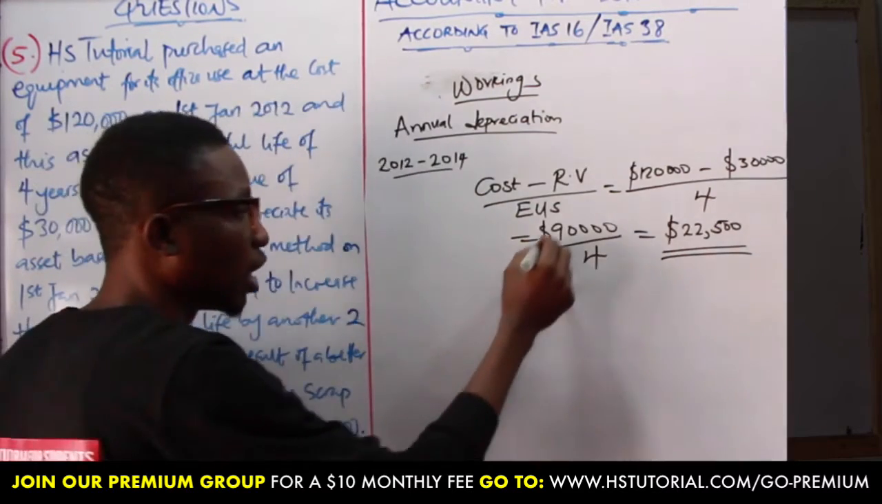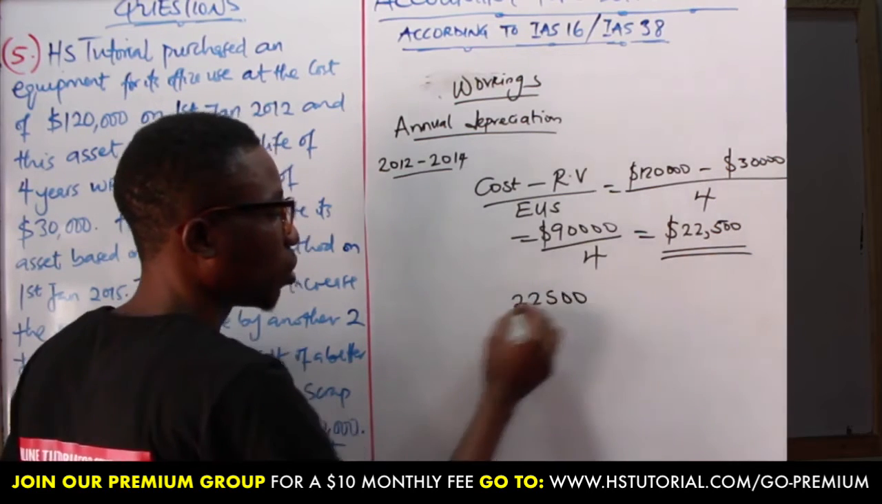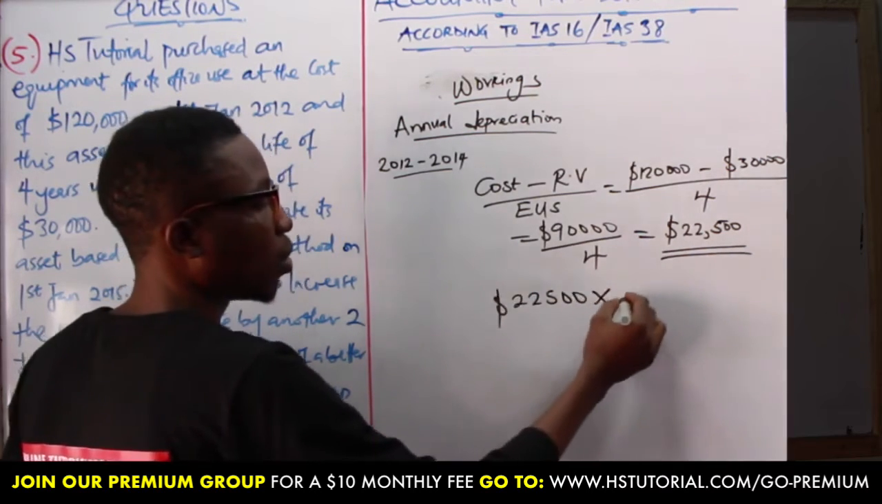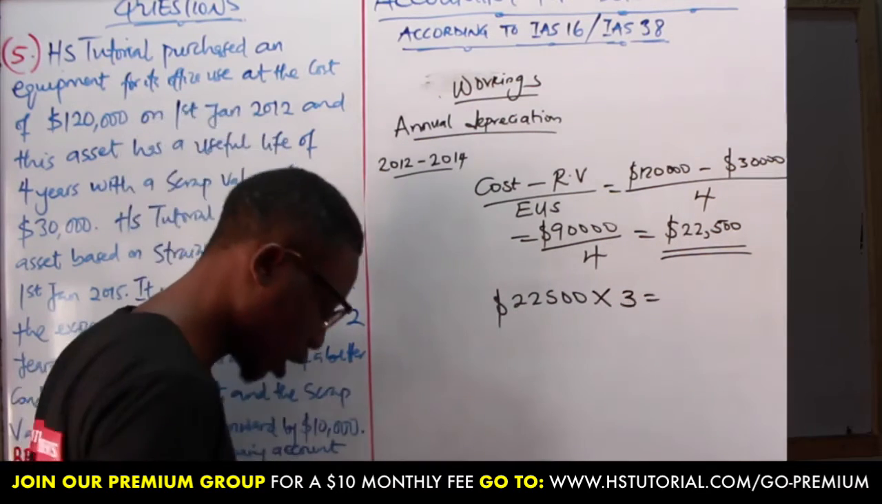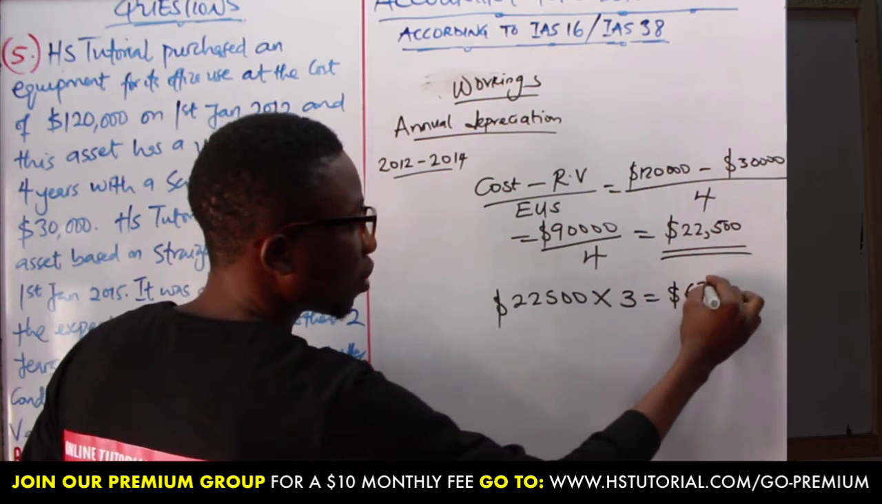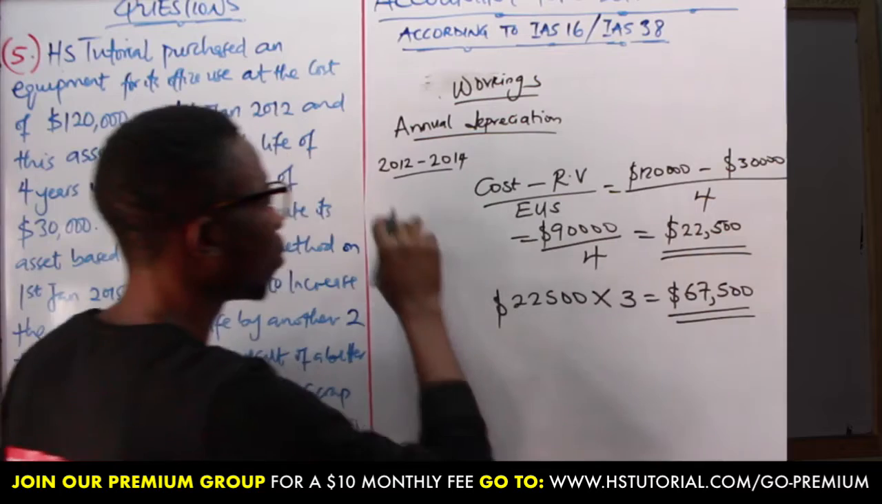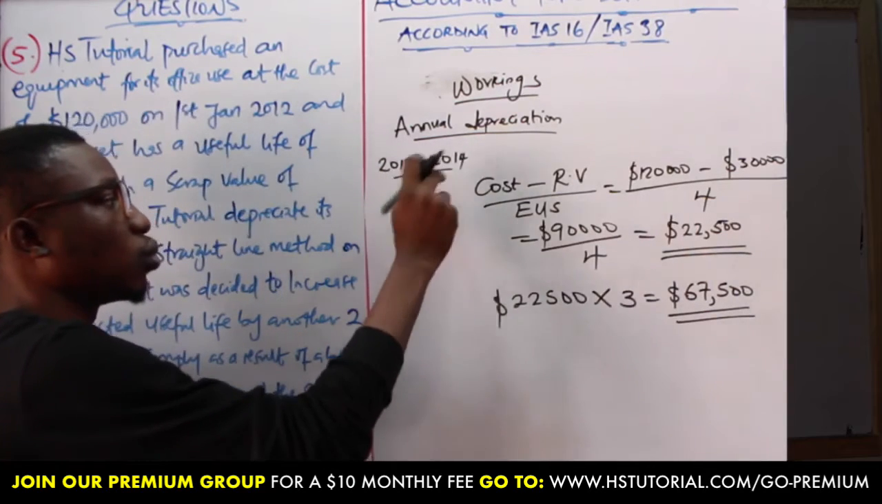So how do you calculate that? You have to say $22,500 multiplied by 3. That will give you $67,500. So you have gotten for 2012 to 2014.